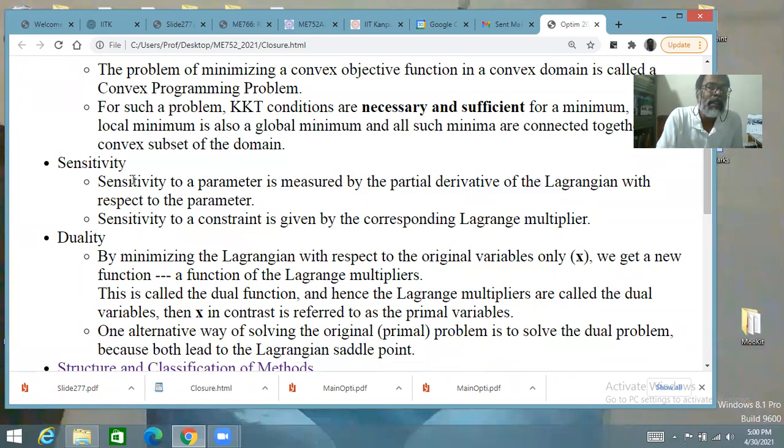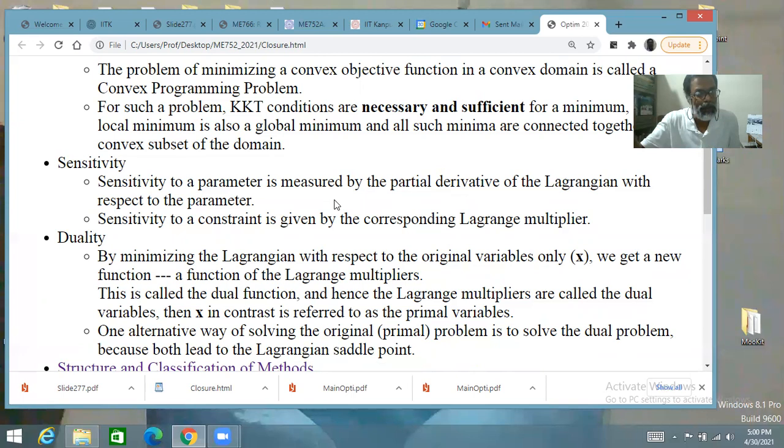Anyway, the next topic was sensitivity. What is sensitivity? We discussed that long back. If there is a parameter which we held constant, and now we change the parameter, how does the solution change? That is sensitivity. Sensitivity to a parameter is measured by the partial derivative of the Lagrangian with respect to the parameter. That is, if the parameter is changed a little, how will the minimum value of the function change?